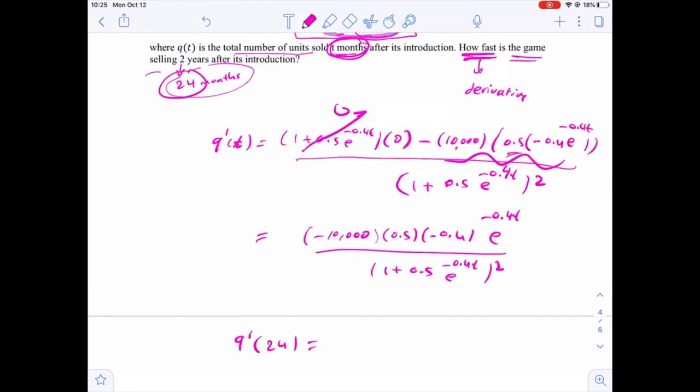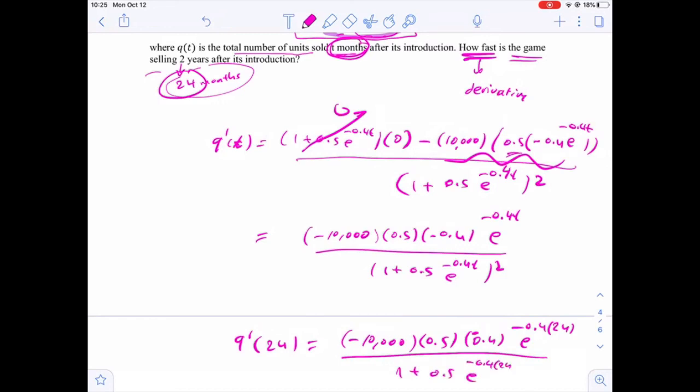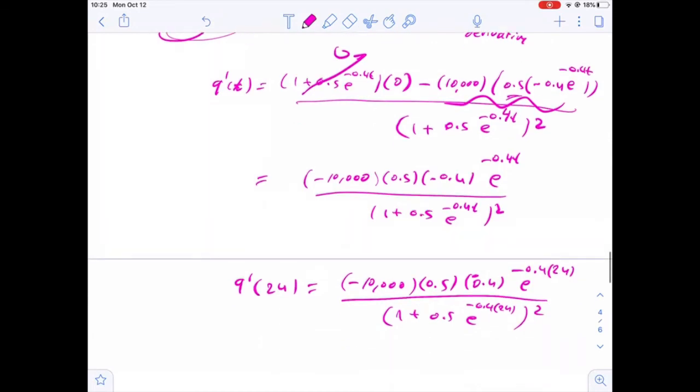But we want to find this derivative after 24 months. So we just plug 24 for t. And then using the calculator, we find the answer. The final answer is 0.135. It can be approximated as 0.135. So this is just an approximation.